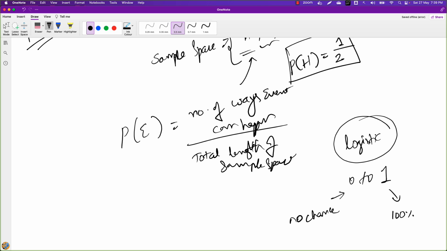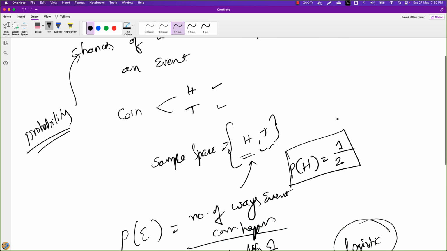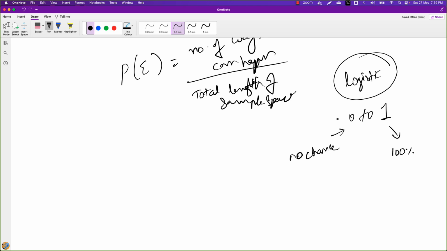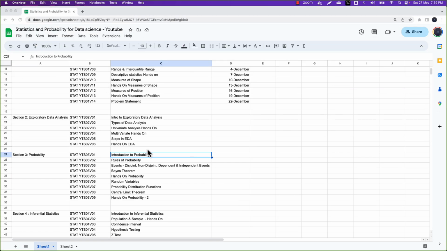I hope this gave you the intuition as to why probability is important whenever you are starting your learning journey. As we progress further in our learning journey, we will also look into the rules of probability so that you can get a clear intuition about working with data.